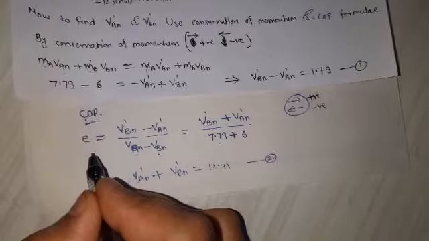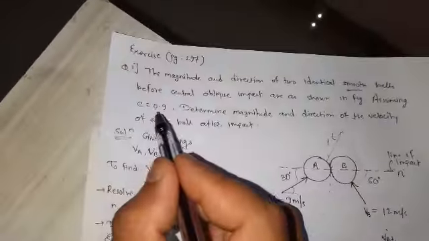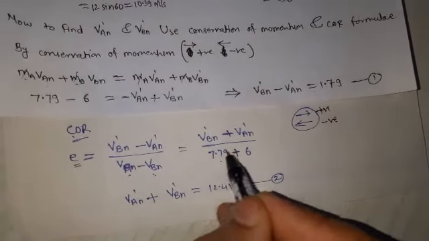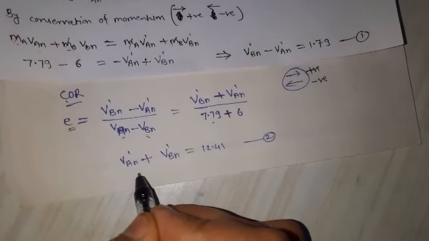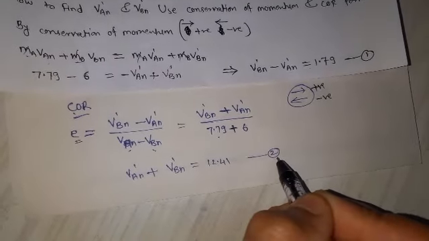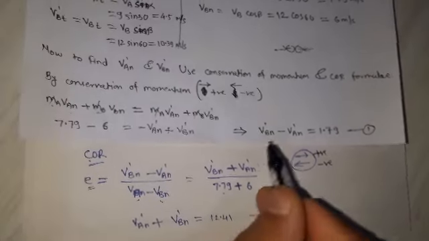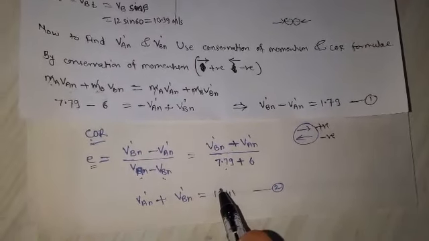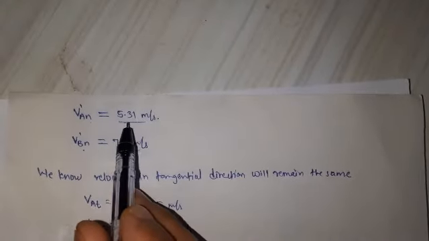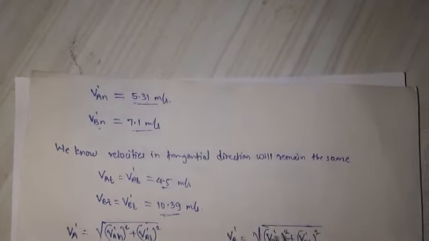So if you deal with this equation, E is given to us, which is 0.9. If you put the value of E and simplify this equation, you will get van dash plus vbn dash is equal to 12.41. Let's call this equation number 2. We have this as equation number 1, this as equation number 2. Two equations, two unknowns, solve them simultaneously. You will get van dash is equal to 5.31 meters per second and vbn dash is equal to 7.1 meters per second after solving the equations.